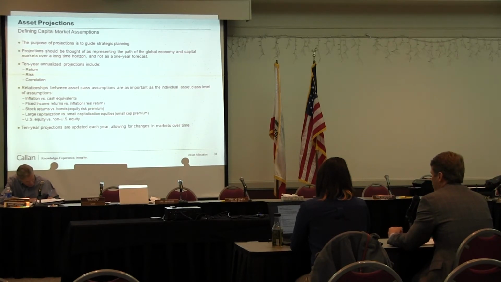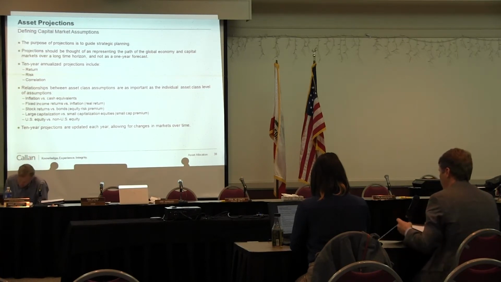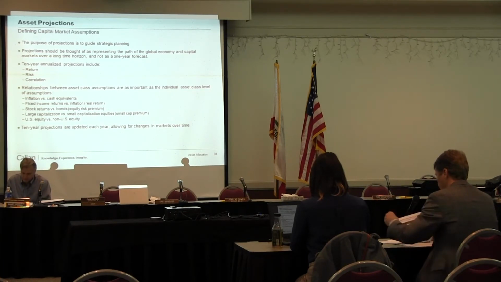So we look at things like, what's our expectation for inflation? And what's the expectation for cash returns? There should be some sort of relationship between those things. What's fixed income versus inflation? What's stocks versus bonds, the equity risk premium? Large cap versus small cap. Is there a small cap risk premium associated with investment in smaller companies, and U.S. versus non-U.S. equities? So all of these asset classes should speak to each other. And the long-term return expectations we come up with take that into consideration.